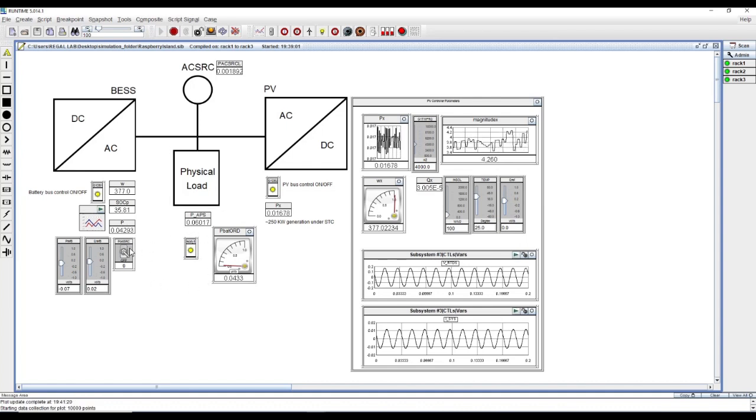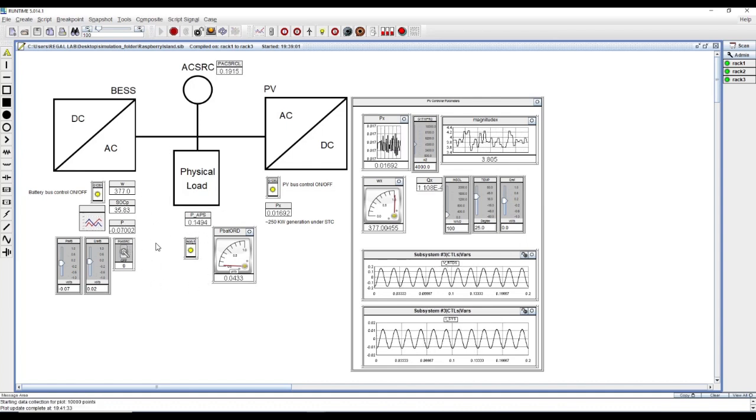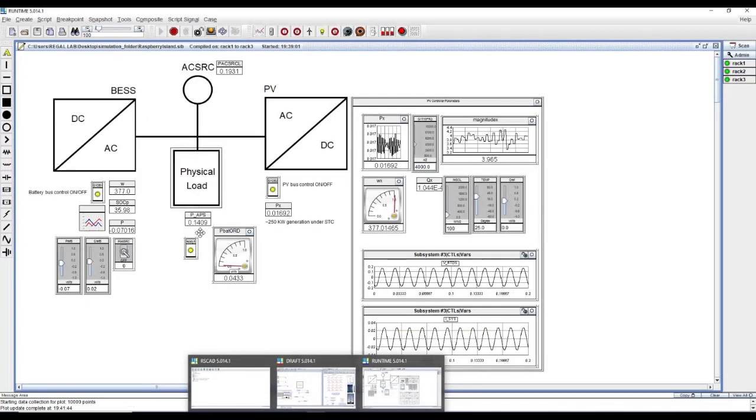And if I reconnect the circuit breaker, as you see, the grid would take care of the load and the charging of the battery storage system. And if I refresh, you see the magnitude of the current becomes almost twice larger, a little bit more than twice, and it's the simulation. And this is the runtime.